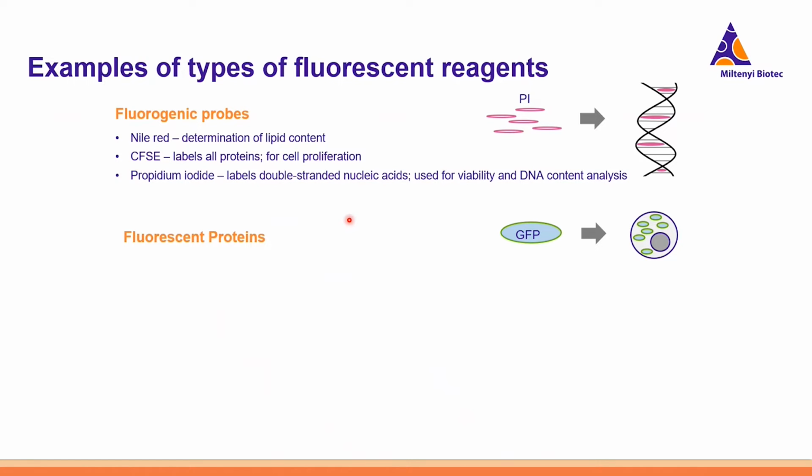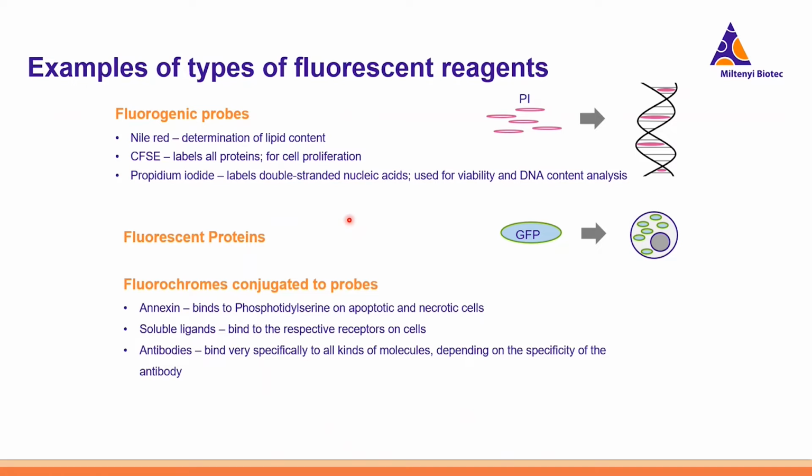Now, lastly, these are components that bind really nicely to cells, but they're not naturally fluorescing, so we're going to conjugate them to a fluorochrome. Annexin is used quite frequently. It binds to phosphatidylserine, and it's tracked on apoptotic and necrotic cells. Soluble ligands will bind to various different receptors. And I think most everybody has heard of antibodies that will bind to various targets, and they are coupled to fluorochromes.